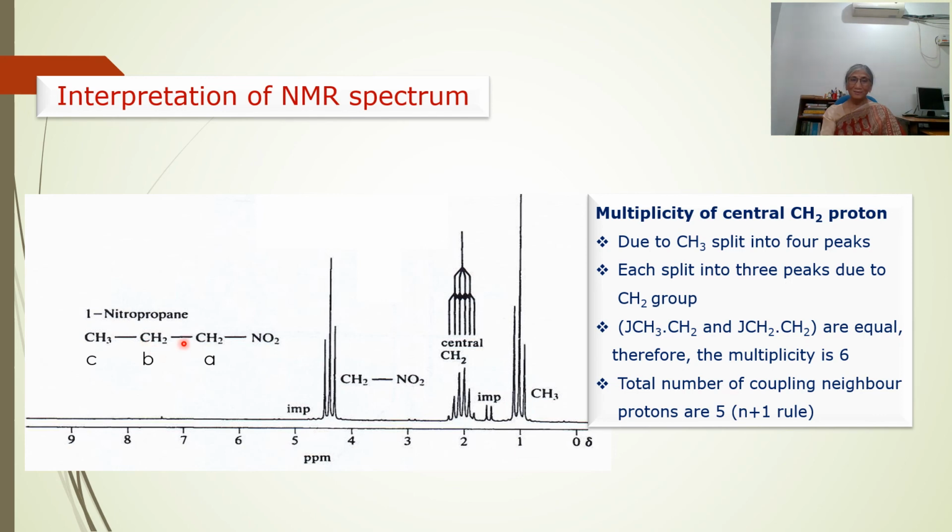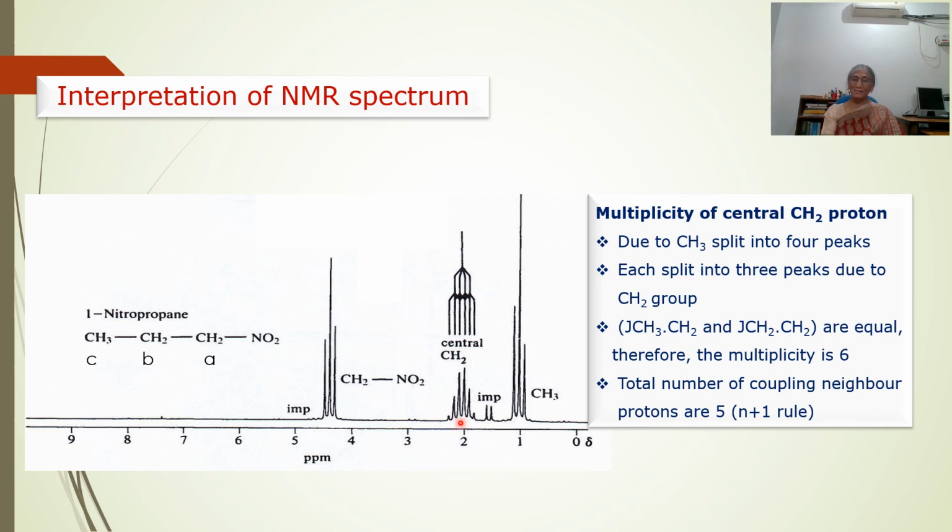The central methylene protons couple with 3 methyl protons and 2 methylene protons. That is, the central methylene protons have 2 neighbors, 3 methyl protons and 2 methylene protons. That is, the total number is 5. So n is 5, plus 1 is equal to 6. So the signal of the central methylene protons will show a sextet here. So this is the sextet of the central methylene protons.